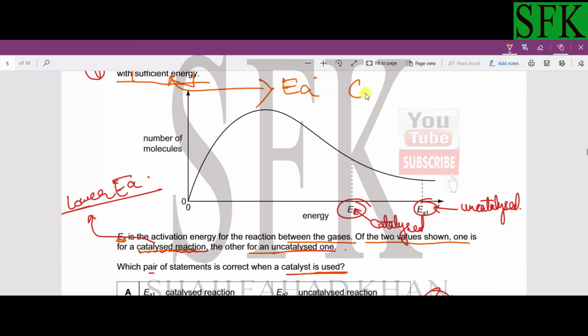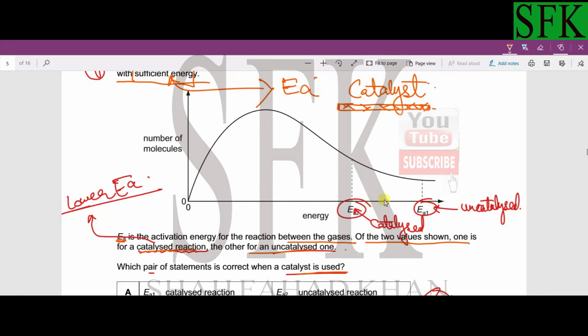Catalysts have the role of providing an alternative pathway for the reaction to proceed. That alternative pathway has a lower activation energy. And since the pathway has a lower activation energy, more molecules are likely to have kinetic energy greater than the activation energy, so they will collide with sufficient energy for the reaction to occur.